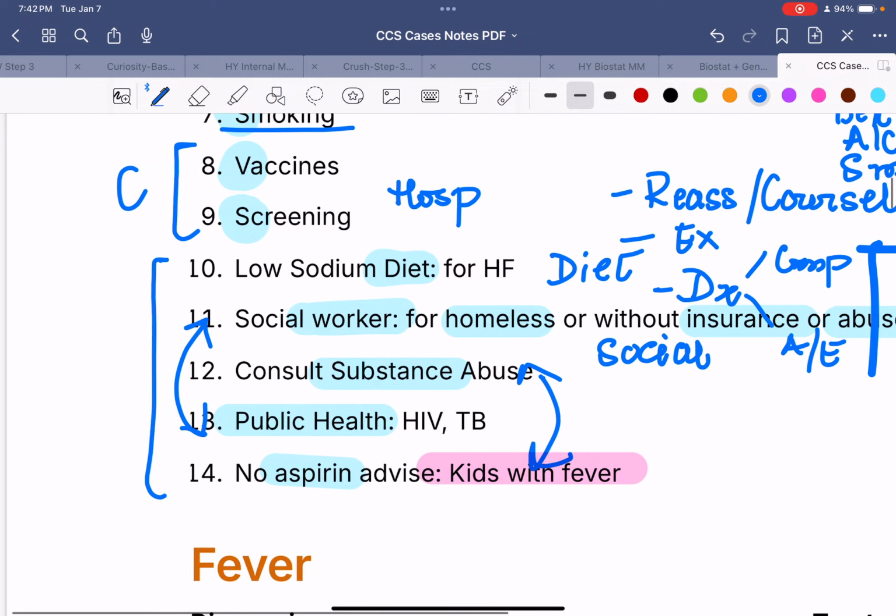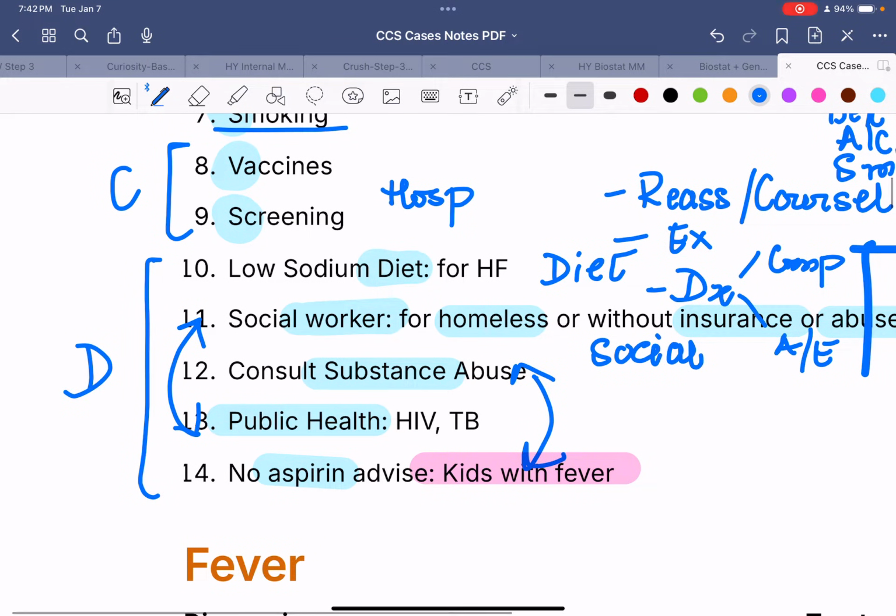And then we have step number D. Once the patient is taken care of by us, he needs to be taken care of by other people as well. So where are we going to refer him to? One place we can refer him to is a dietitian, who can counsel him that he needs a low sodium diet, specifically for heart failure, or if he's obese, any sort of changes in the diet that need to take place.